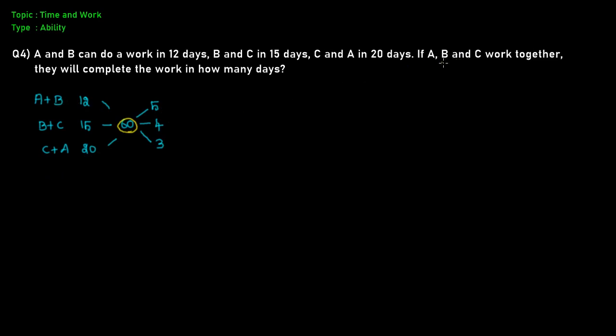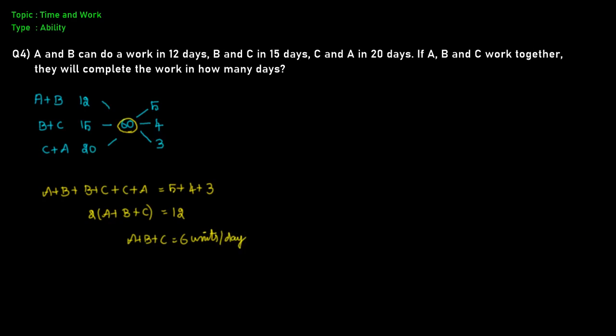So guys, we are concerned about A plus B plus C, right? So if you add all the things on the left hand side, we would get A plus B plus B plus C plus C plus A is equal to 5 plus 4 plus 3, right? So I can write this like 2 into A plus B plus C is equal to 12. So from this I can easily find A plus B plus C is equal to 6 units per day. That's what we want, right?